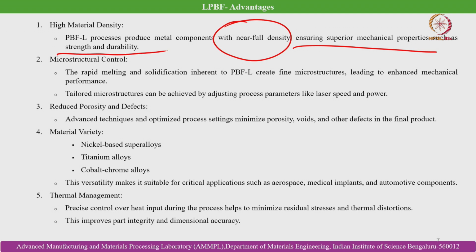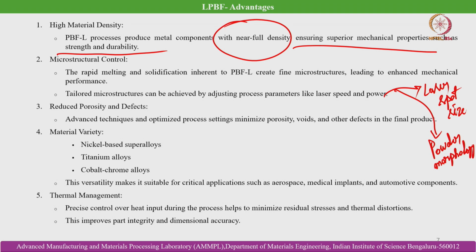Number 2 is microstructural control. The rapid melting and solidification inherent to laser powder bed fusion create fine microstructures leading to enhanced mechanical properties, and tailored microstructures can be achieved by adjusting process parameters like laser speed and power. There are also other parameters like laser spot size and powder morphology. Powder morphology includes powder particle shape and also its size.